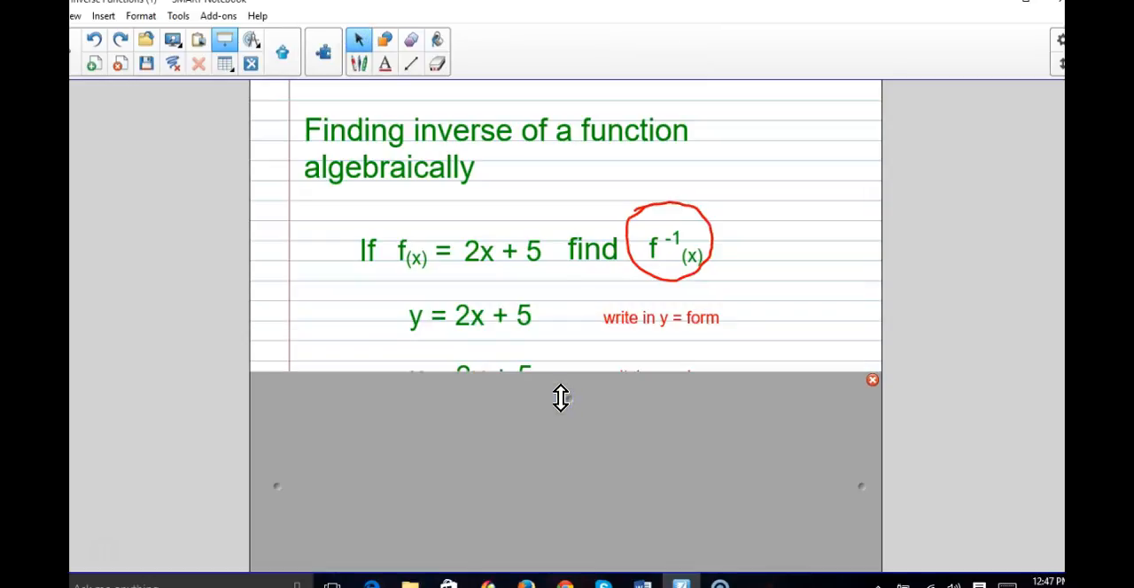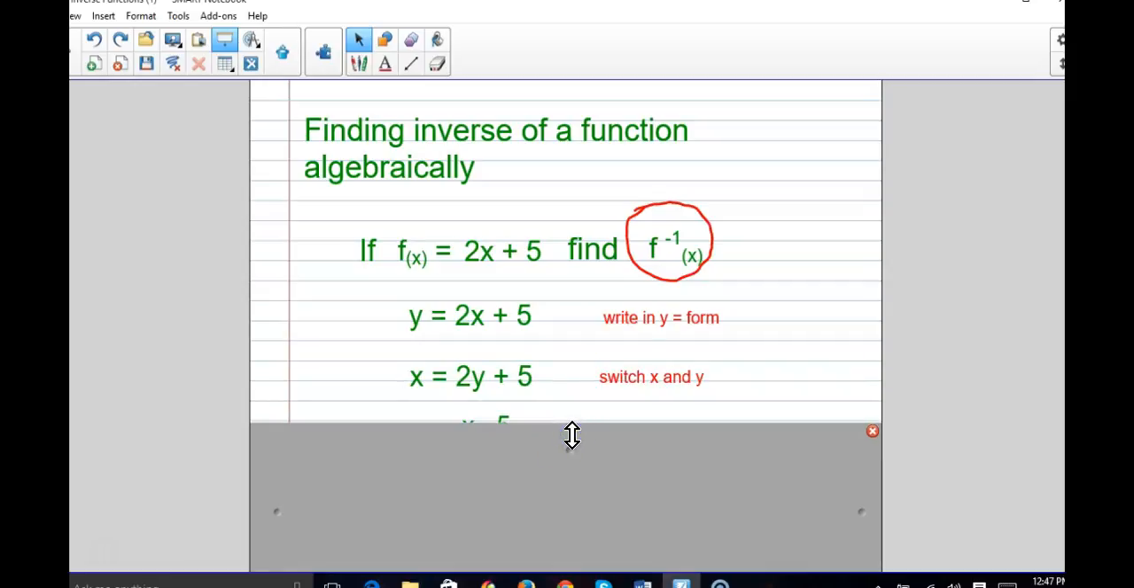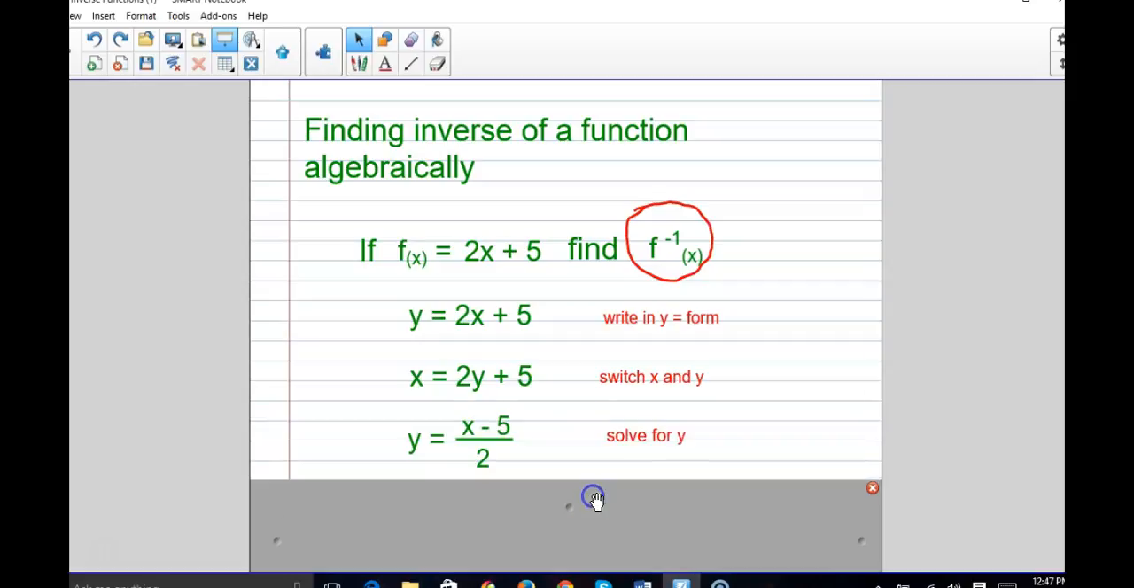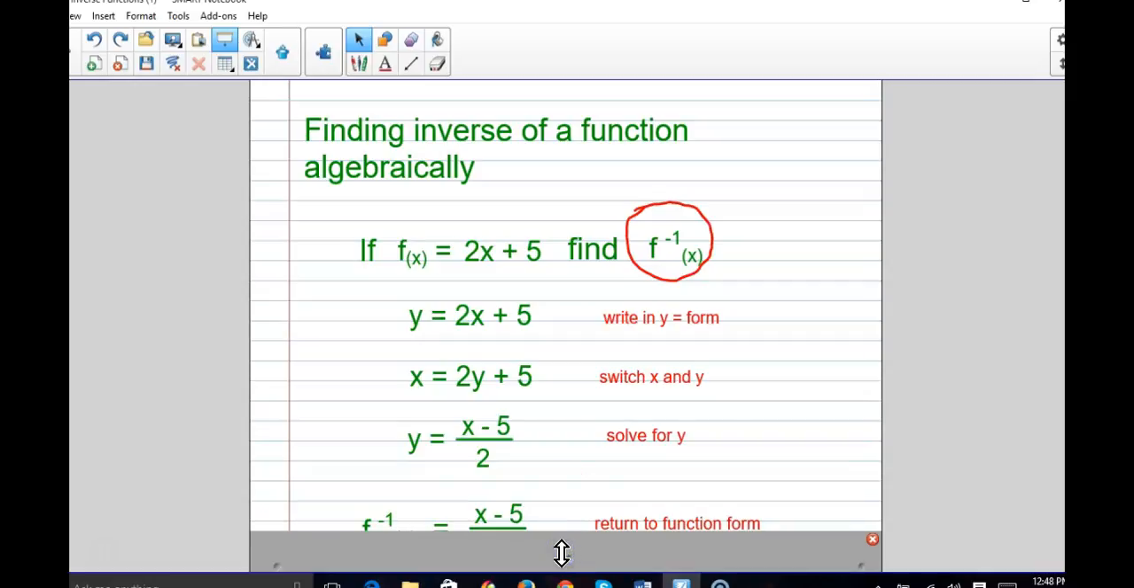Well, first of all, change the function notation to y equal. So replace f of x with y. And then switch x and y. So instead of y equal 2x plus 5, we write x equal 2y plus 5. And then solve for y. Y equal x minus 5 divided by 2. Put it back in f of x notation. And we have the inverse of f is x minus 5 divided by 2.